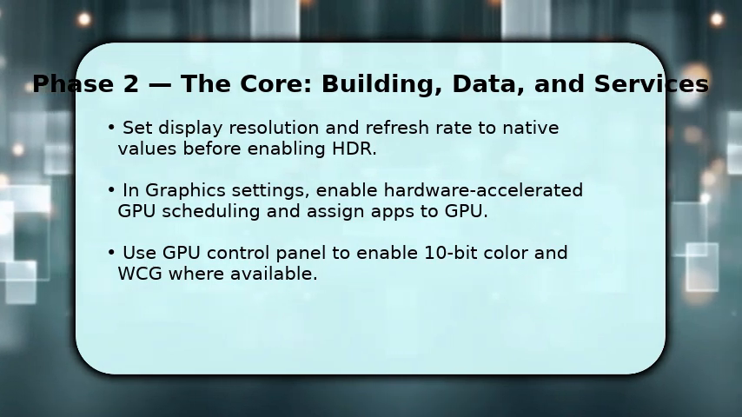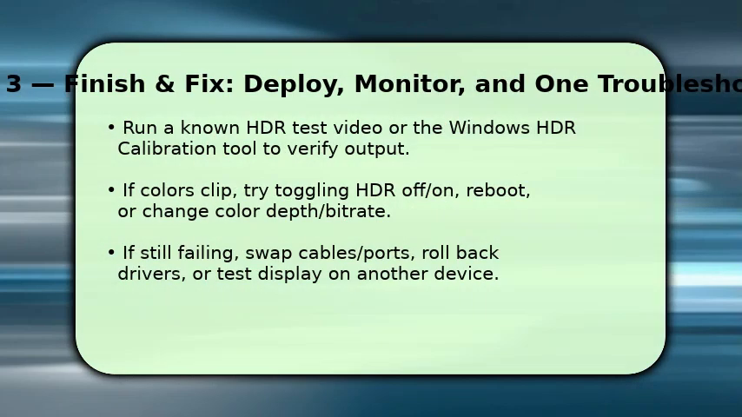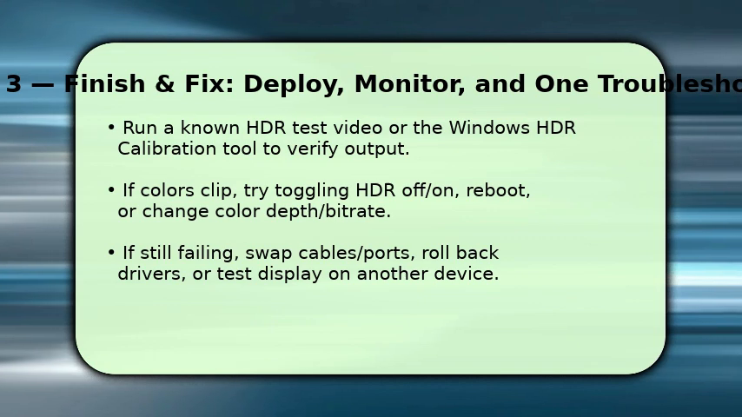You finish by testing. Play a certified HDR sample or run the Windows HDR calibration tool to confirm tone mapping and peak brightness. If things look wrong, toggle HDR off and on, reboot, and reapply 10-bit settings. Sometimes Windows needs a restart to negotiate modes.